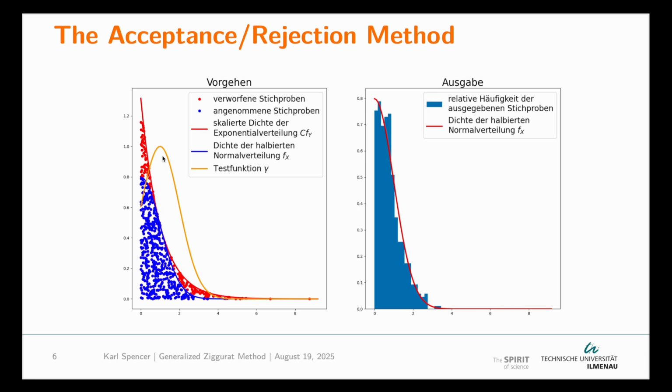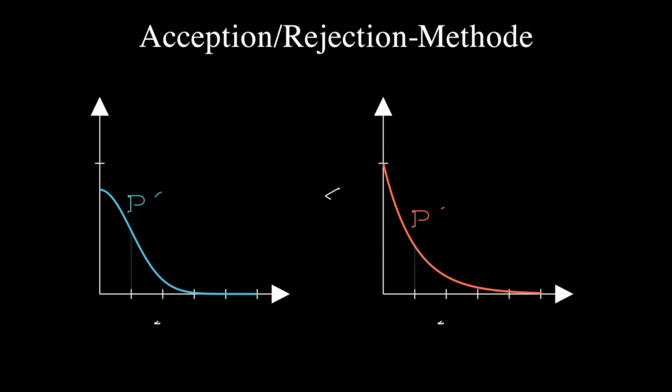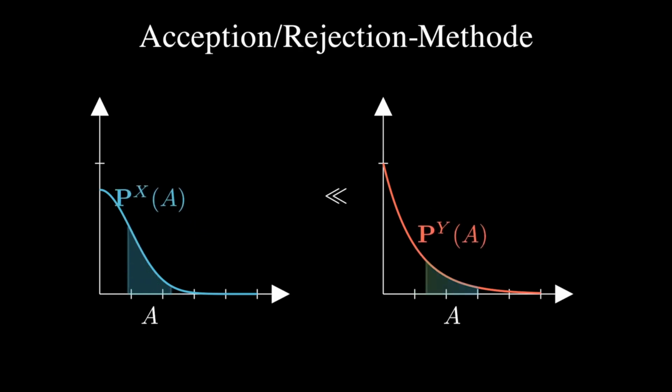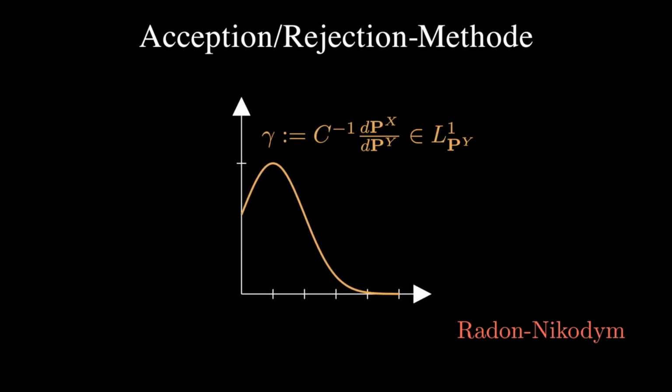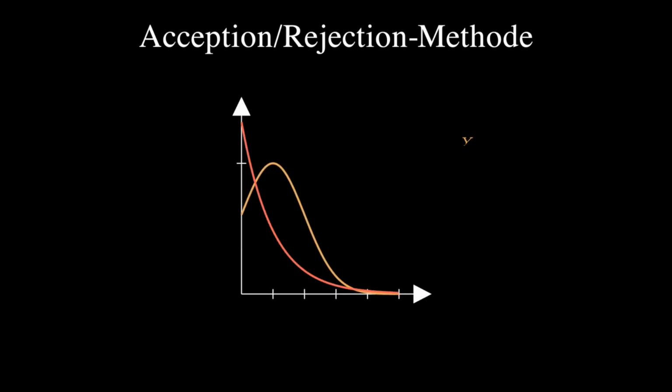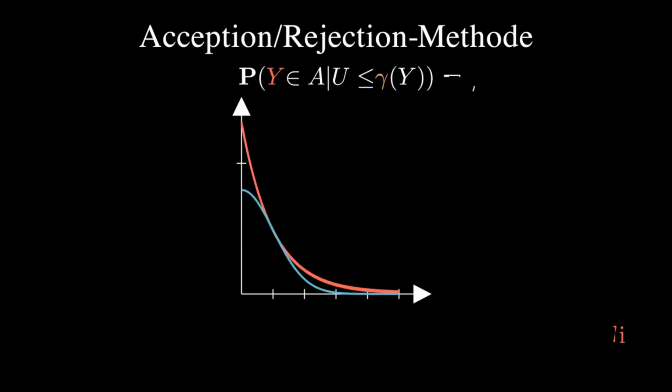This can be achieved by using the test function gamma. We can prove that this method works for random variables X being absolutely continuous with respect to Y, so the test function exists and the variable returned by the algorithm is distributed like X. For this lemma to hold, we need the theorem of Radon-Nikodym in order for the test function to exist. And then to transform the densities, we use the theorem of Fubini, which shows that the lemma holds.